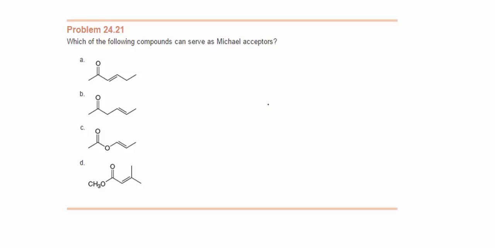Number 21, which of the following compounds can serve as Michael acceptors? Well, remember, a Michael acceptor is an alpha beta unsaturated carbonyl. So here's my carbonyl, here's alpha and beta, so this is a yes. Here's alpha and beta, so this is a no. And here we have an alpha and a beta, so this is a yes.